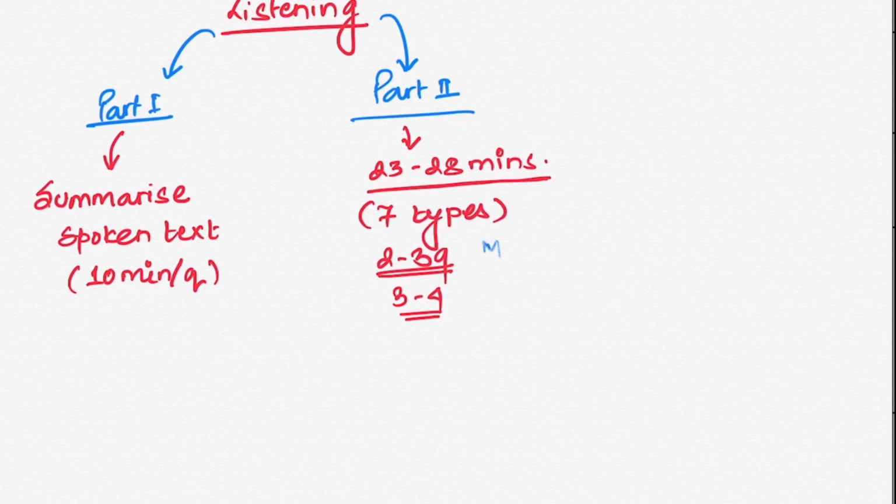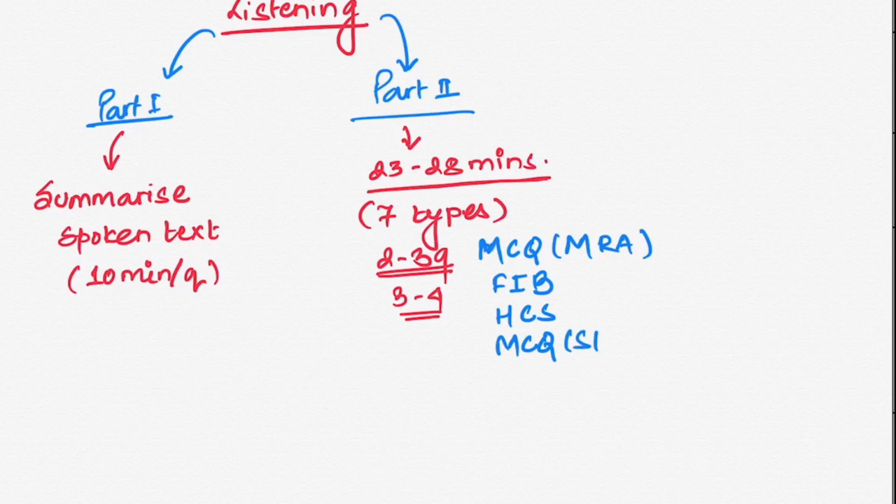So the first question we get here is called multiple choice question, multiple right answer. And after multiple choice question, multiple right answer, the next question you do is called fill in the blanks. Then after that, you do highlight correct summary. And then followed by that, you do multiple choice question, but this time single right answer. And then you have select missing word.